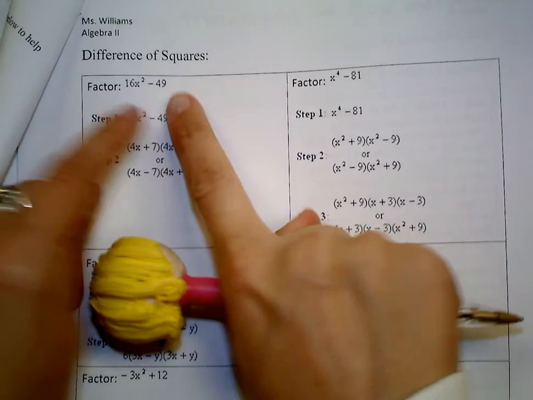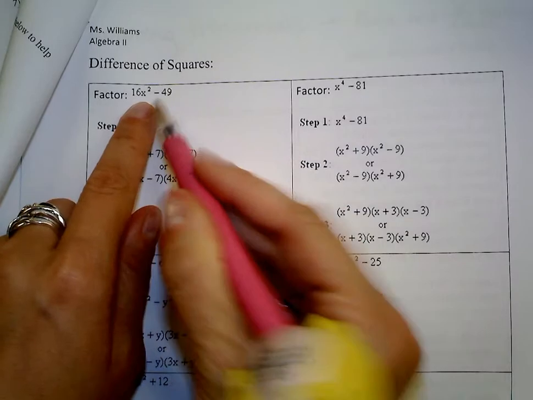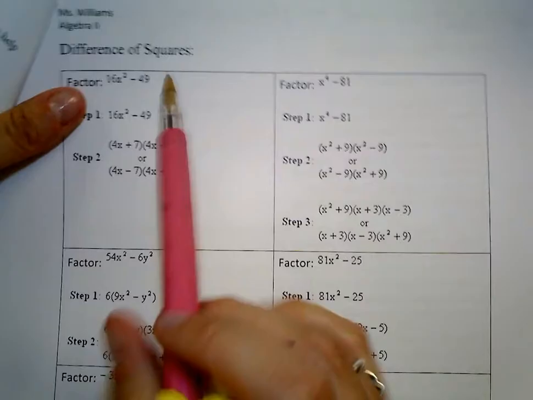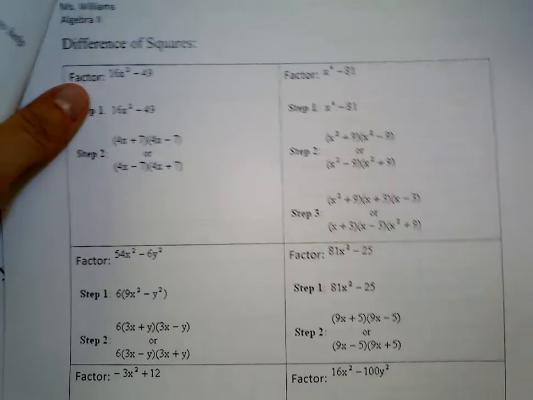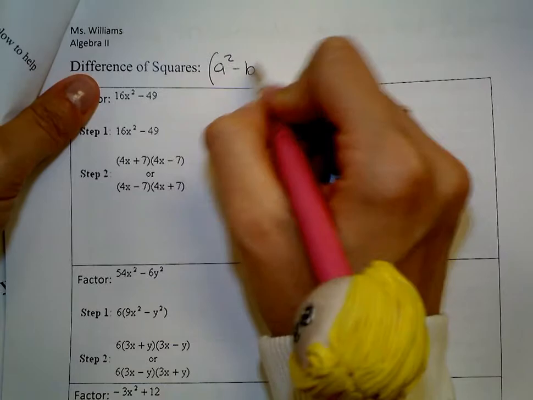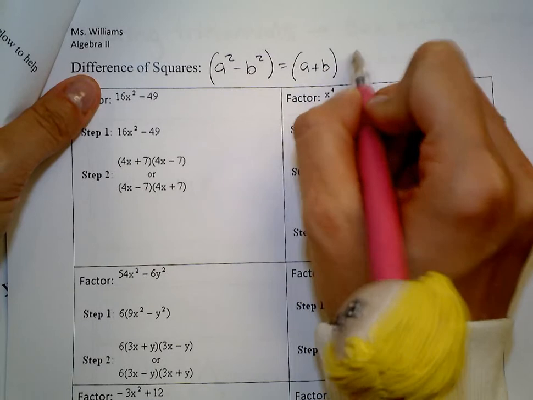Whenever you have two terms and you have a minus sign in between, hence the difference of squares, you use a certain formula. And the formula is this. A squared minus B squared is equal to A plus B, A minus B.